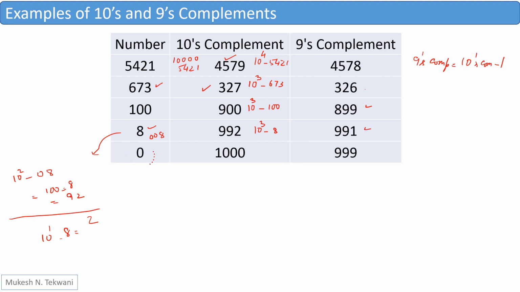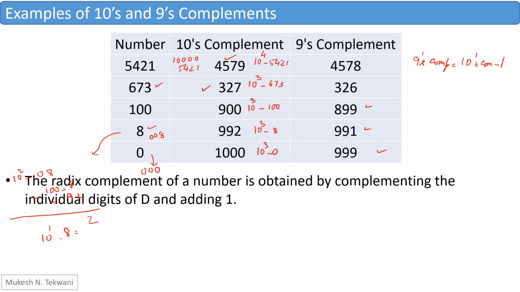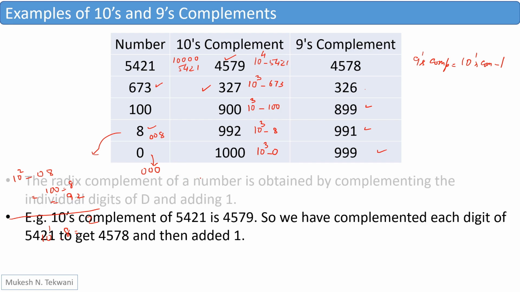Similarly, look at the number 0. This number 0, if we treat it as a 3-digit number, the tens complement is 1000. So that is 10 raised to 3 minus 0. So we are assuming this is a 3-digit number. So we represent it as 000. So that becomes 1000, and 1000 minus 1 is 999. So these are the tens and the nines complements. And the radix complement is obtained by complementing the individual digits and adding 1. So we have obtained all these values in this observation table.